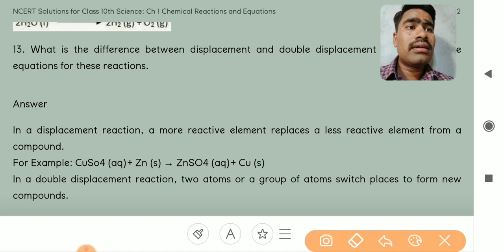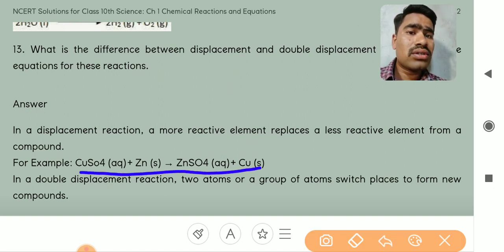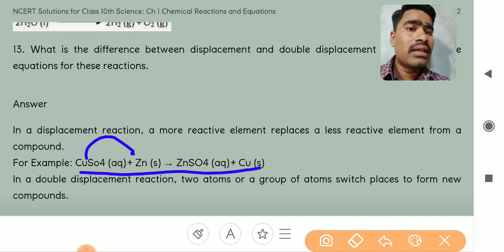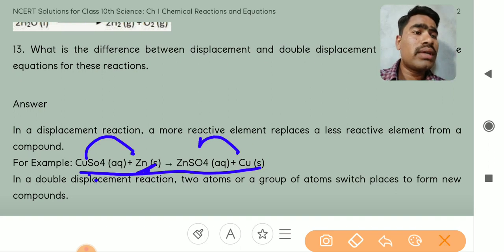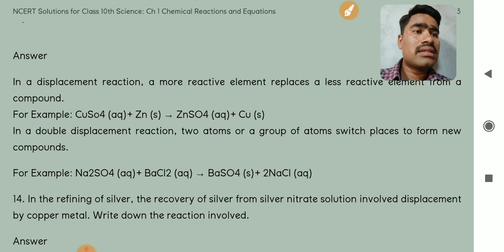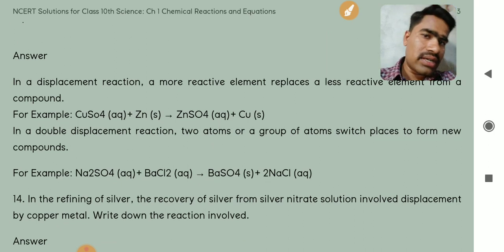For example, in this displacement reaction, copper sulfate reacts with zinc, and zinc sulfate and copper are formed. Here zinc is more reactive than copper, so copper is displaced from the copper sulfate solution. In this way the reaction takes place, and such reactions are called displacement reactions.